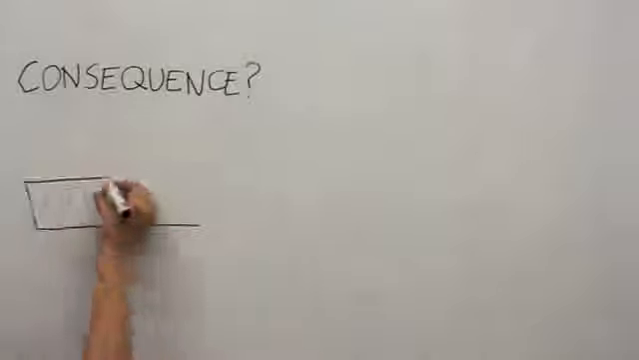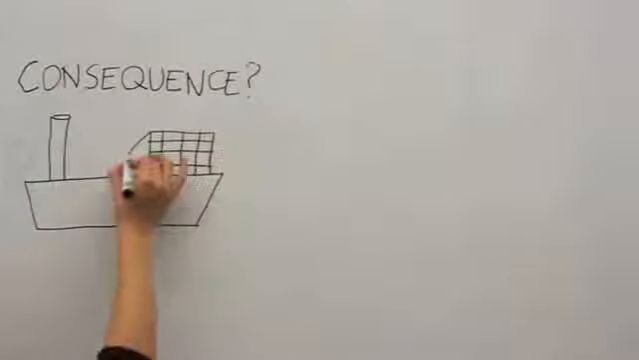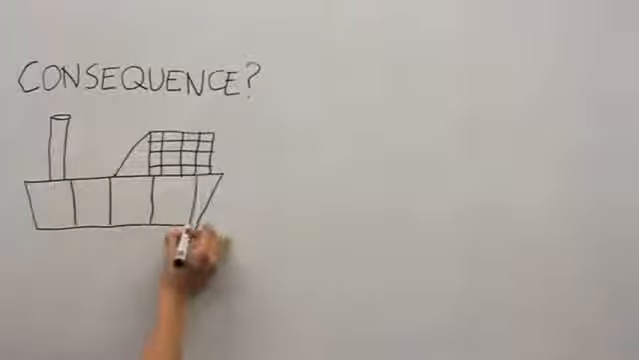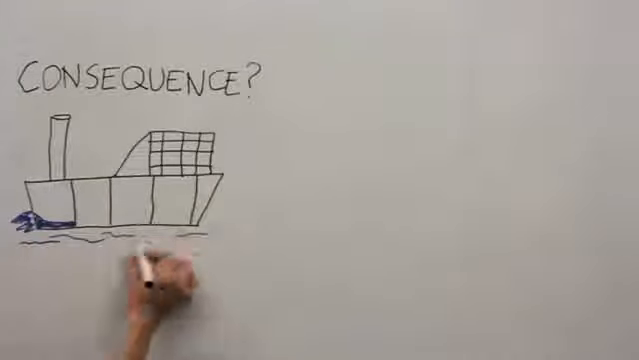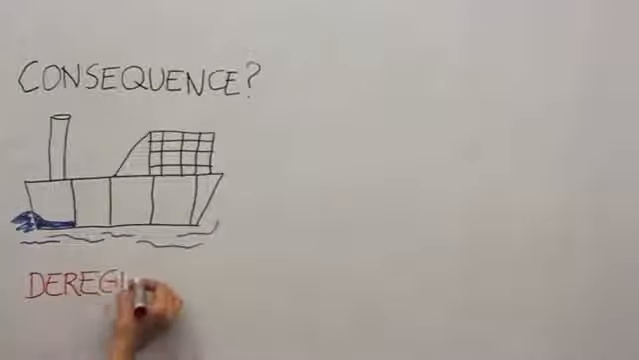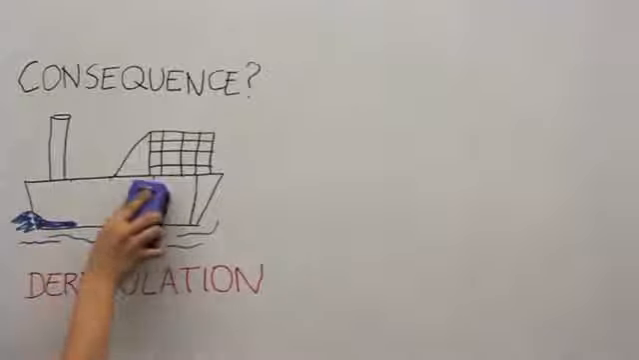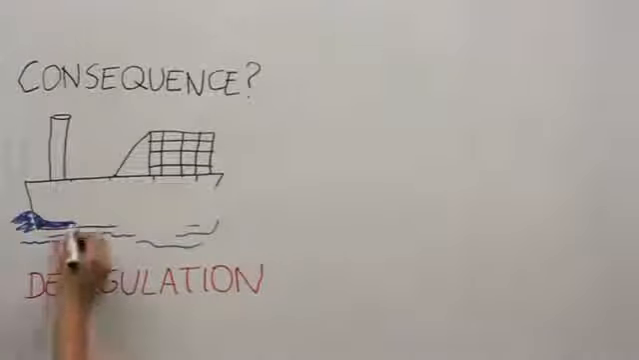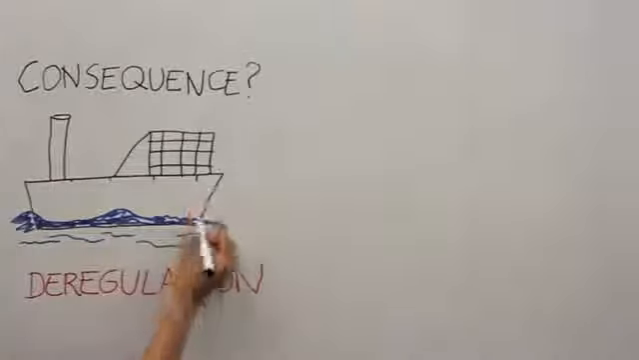Before the 1970s, if you had a container ship, regulation would be represented by the different partitions in a container ship, making up different compartments. So if water flowed into one compartment, it would not affect the others. What deregulation did was remove these partitions, so if water flowed into one compartment, it would affect the whole ship and make it more prone to sinking!